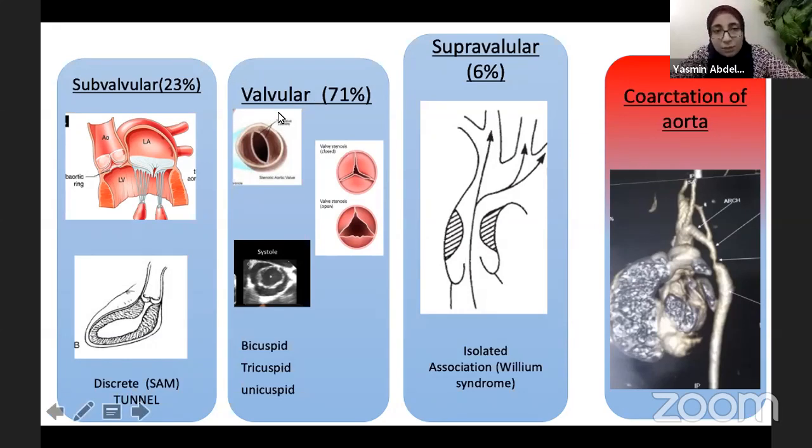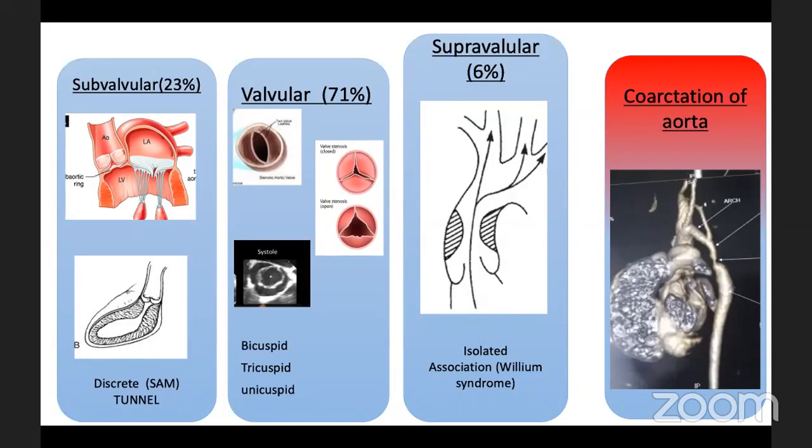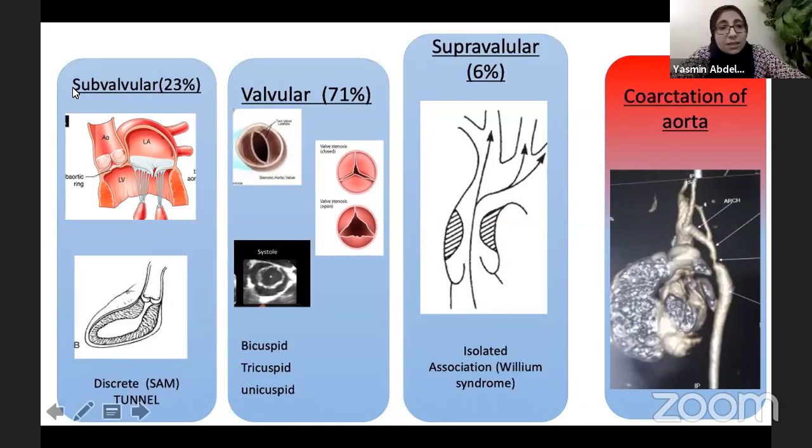It's the valvular type. It's 71% of obstructive aortic stenosis. The most common type is bicuspid aortic valve. The second common is a thickened tricuspid valve, and the last one is the unicuspid valve, which usually presents with critical aortic stenosis in a neonate. The second common type of left side obstruction is the subvalvular obstruction, which may be in the form of a focal discrete subaortic membrane or a diffuse tunnel.